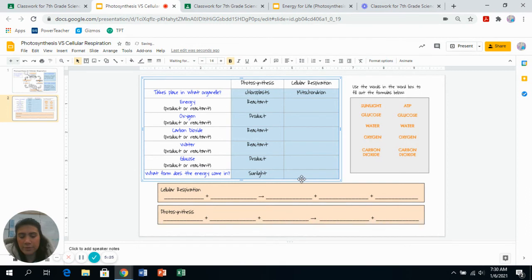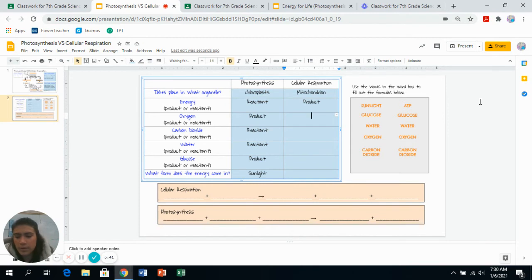And a little quick tip for you guys with this, cellular respiration and photosynthesis are exact opposites. So the reactants are going to be the products and the products are going to be the reactants. So energy is going to be a product of cellular respiration because that's going to be the ATP that we create. Oxygen we need to breathe in, so that's going to be a reactant because it's going into the reaction. Carbon dioxide we breathe out, so it's going to be a product that's going out of the reaction. Water, that is going to be going out, so it's going to be a product. And then glucose, it's going in because we are consuming that glucose from those plants. So that is going to be a reactant.